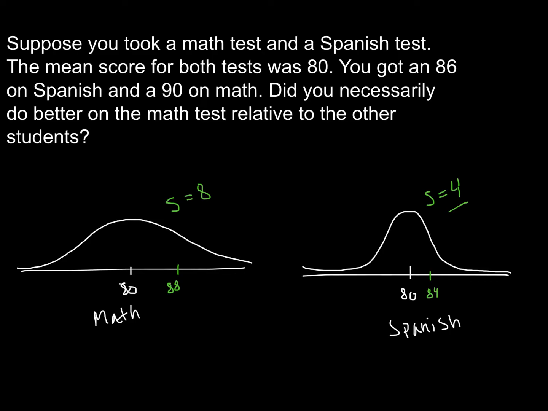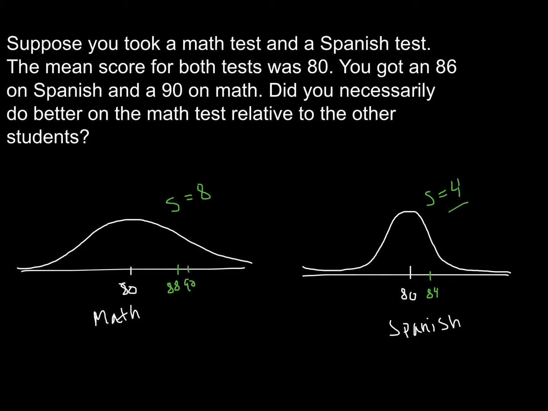So let's think about it. For math, let's do math first. Let's say you got a 90, right? So a 90, is that more or less than one standard deviation? Well, it's certainly more. One standard deviation was 8 away from the mean. It was an 88, and you got a 90. So that is a little more than one standard deviation.